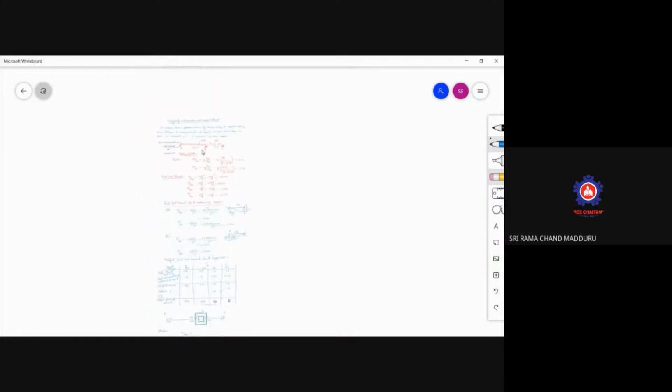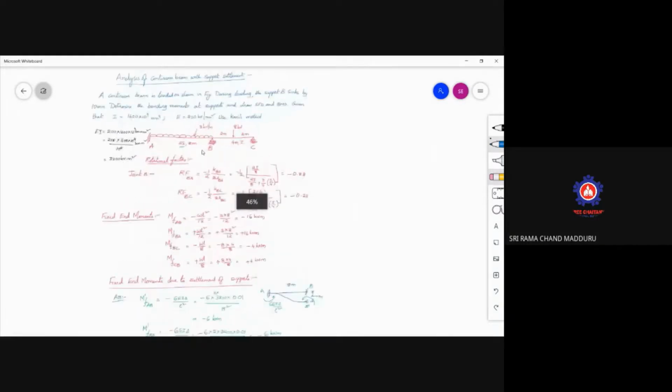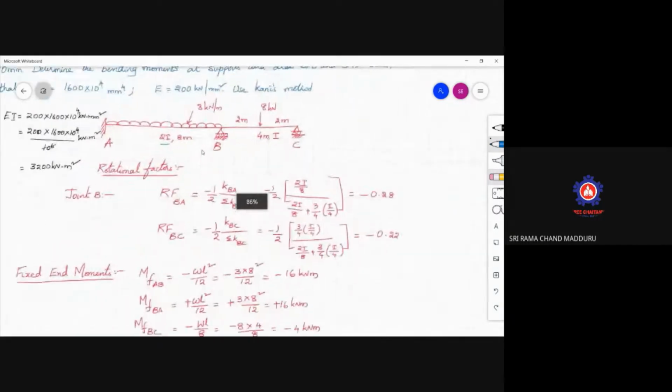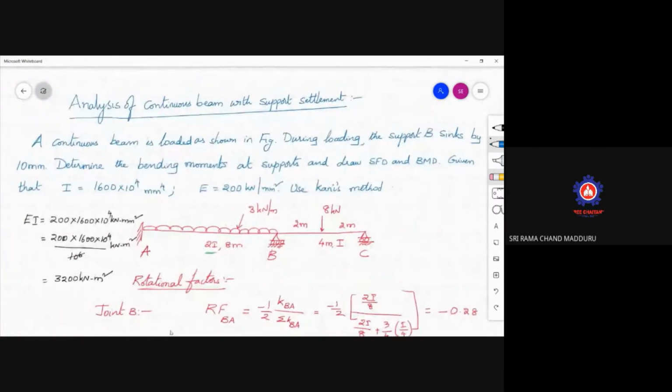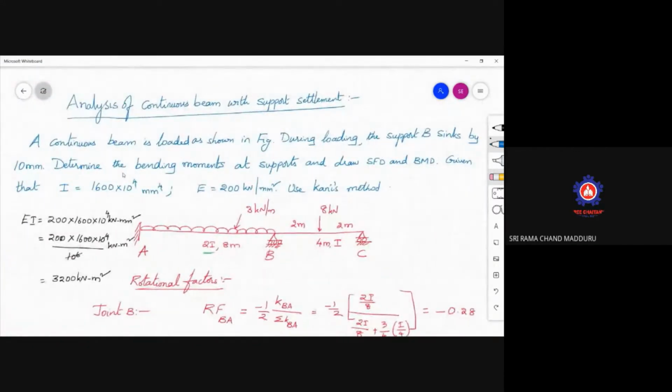So once again I am repeating the problem. Please see this. We are calculating the final moments at the supports when the continuous beam is having a support settlement. The support settlement at B is given as 10 mm. A and C don't sink.